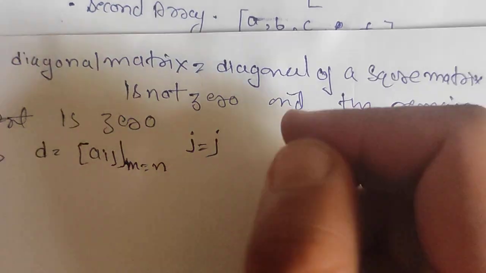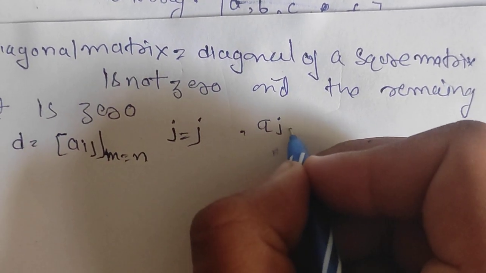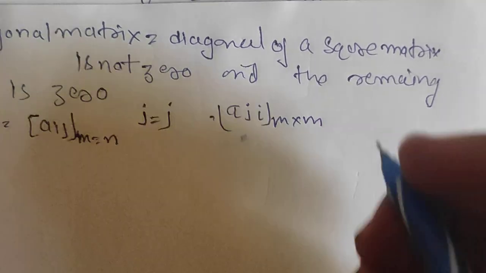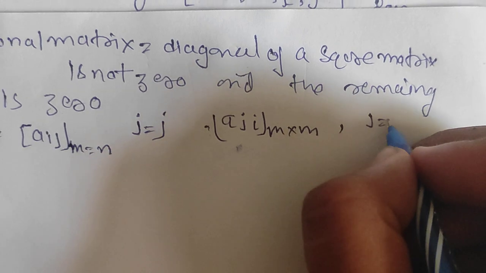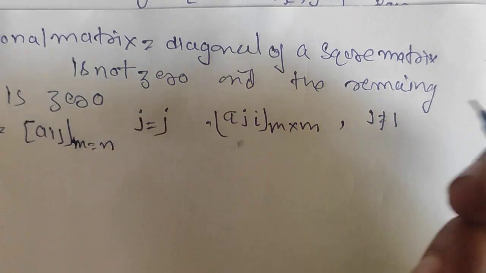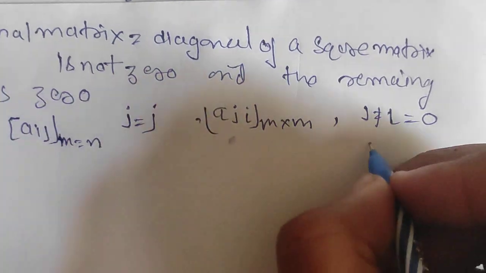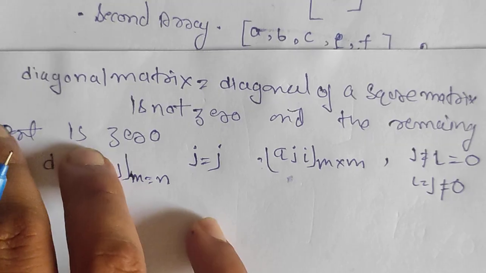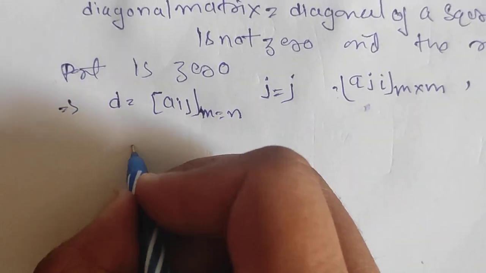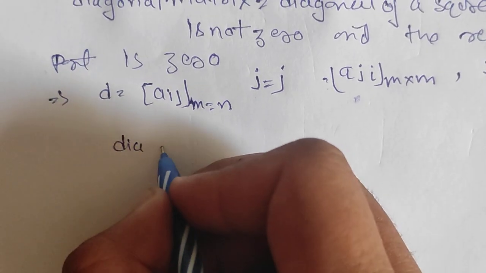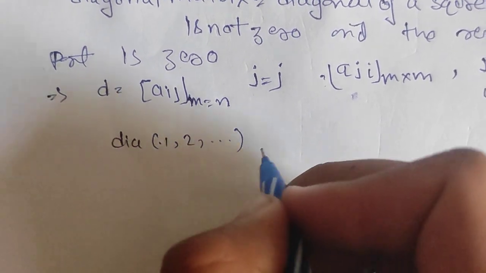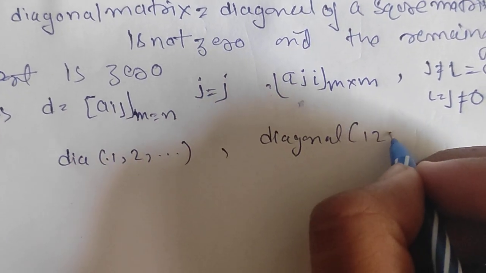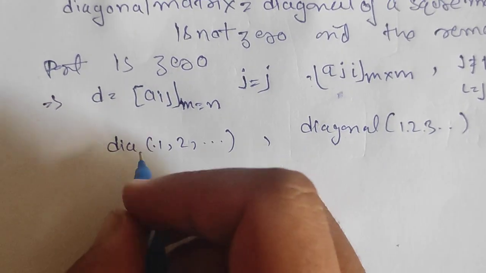if this is a diagonal matrix, then A_ij of M into M, because M is equal to N, the part where i is not equal to j is 0 and the part where i is equal to j is not equal to 0. Then we say that this matrix is called a diagonal matrix, and we denote it by diag, or diag(1, 2, 3), or simply diagonal 1 2 3.